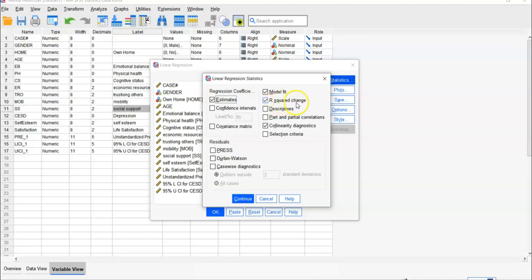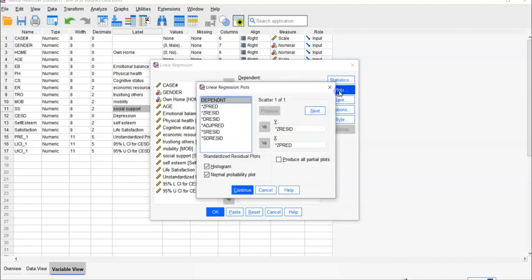R squared change you need to check because there are more than two factors, so you want to see how R squared changes. And the collinearity diagnostics. So this is what we are interested in in this analysis. Continue. The plot is the same, residual on y and predicted on x. And then we also want to check the normality of residuals, so you can generate that.